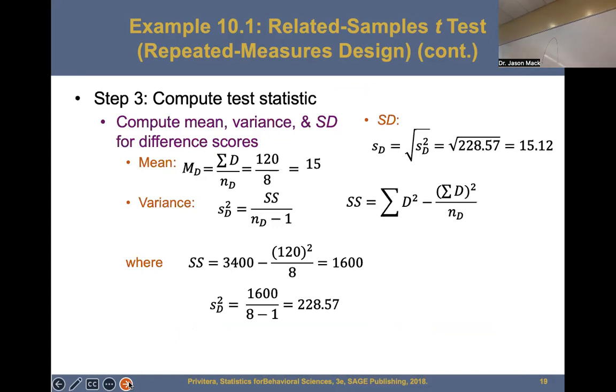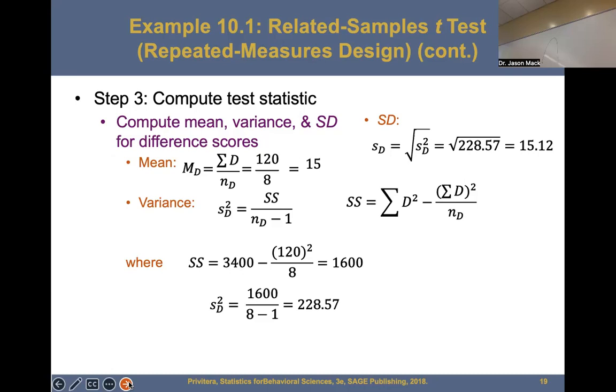So then we compute the test statistic, compute the mean, variance, and standard deviation. The mean difference, that first formula there, is equal to the sum of the differences divided by n of the differences. So that's 120 over 8, which is equal to 15. So where do we get that from? Well, if we go back, there's a difference right there, the 120 on the left-hand side, and there are 8 participants. That's where that came from. The sum of the differences right here, divided by 8, is 15.